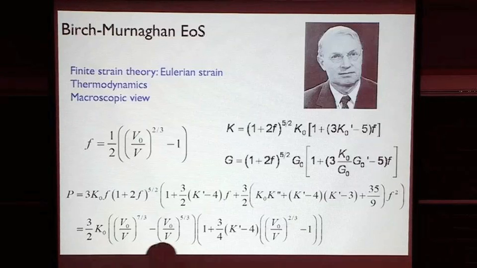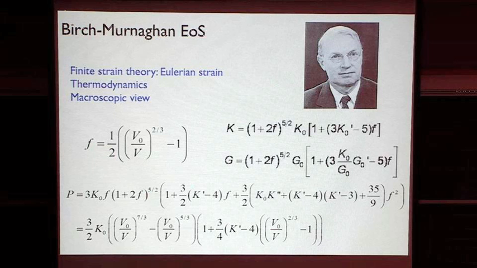A few words about equation of state, which we're going to do a tutorial on in the afternoon. This is full of equations, right? It's called equation of state. One is based on finite strain theory, using Eulerian strain as listed here, which measures the volume change when you compress the sample. And this is based on finite strain theory and the applied thermodynamics definition of pressure. It's a macroscopic point of view. You look at macroscopic properties like volume, pressure, and then modulus and their derivatives, and that's the Birch-Murnaghan third-order equation of state expression over here.